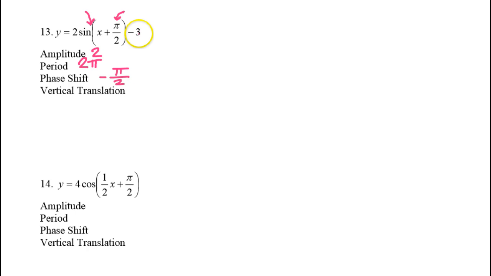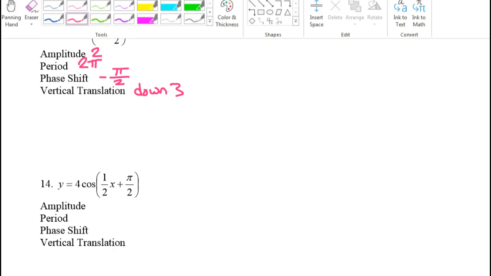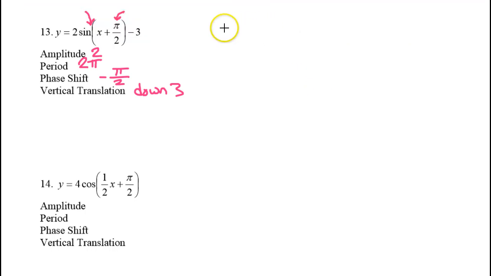Aha, this one does have a vertical translation. All right, so there's a vertical translation. This is going to be down 3. So I'm just going to write down 3 right here. All right, let's go ahead and draw the x-axis. I think I'll draw the x-axis up higher than I normally do. Since I know I've got to go down 3, might as well put it up a little bit higher.